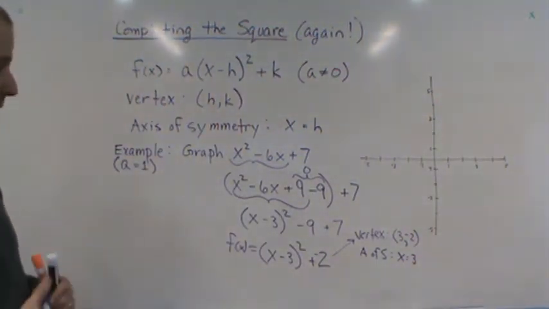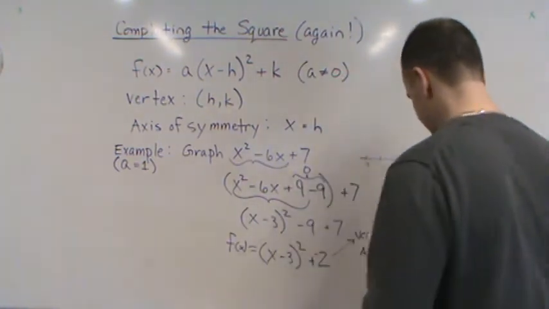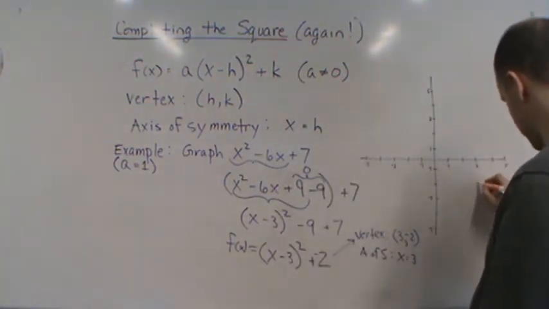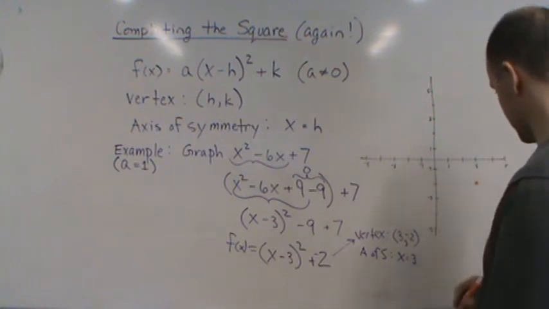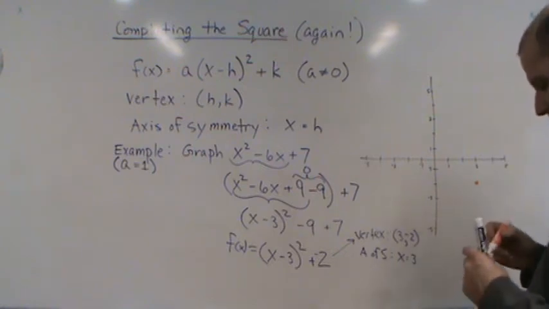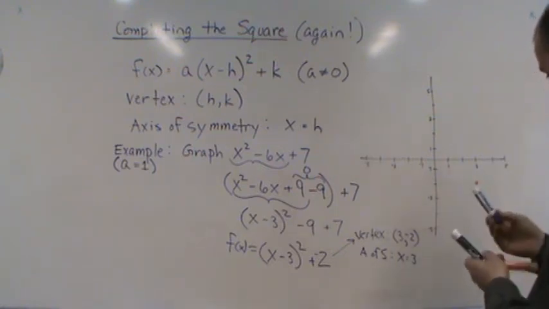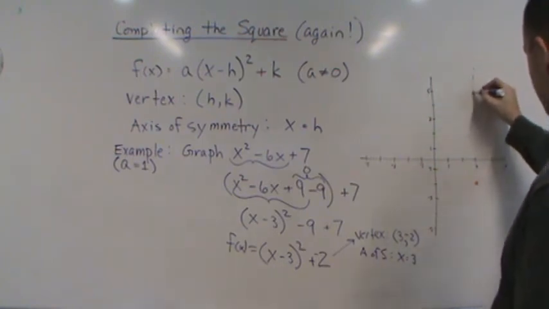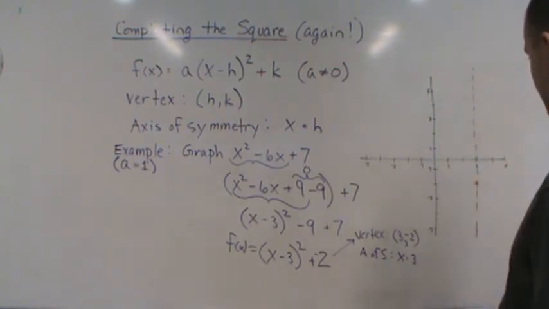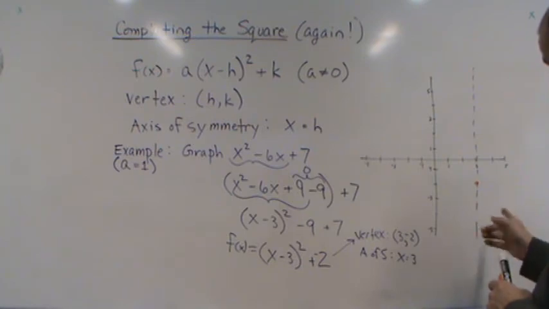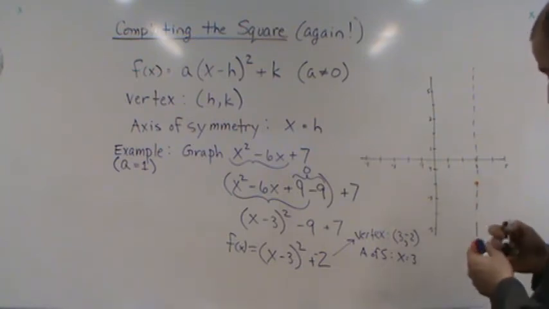And so now let's graph it. So we know the vertex has to be at 3, negative 2. So 3, negative 2. So it's got to be right there. And the axis of symmetry goes through that point, right? So x equals 3. So it's going to be like that.